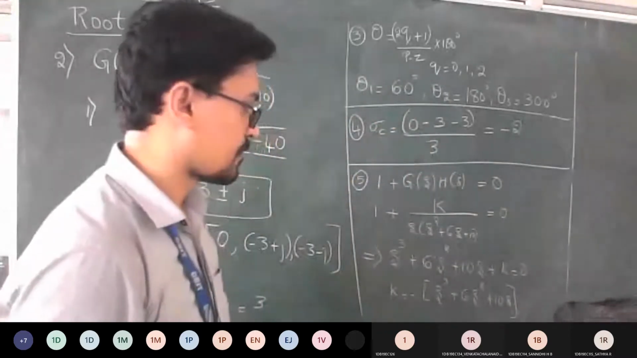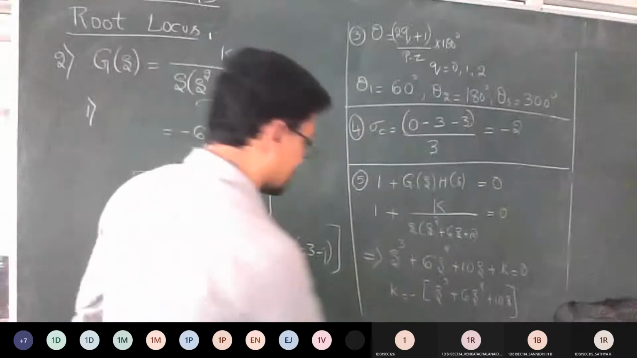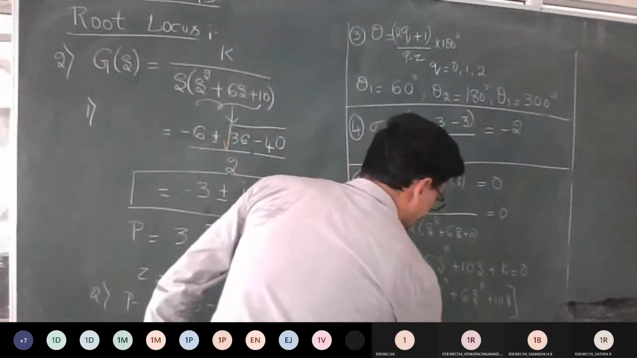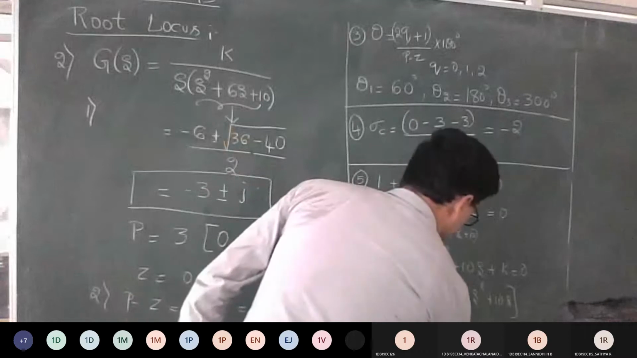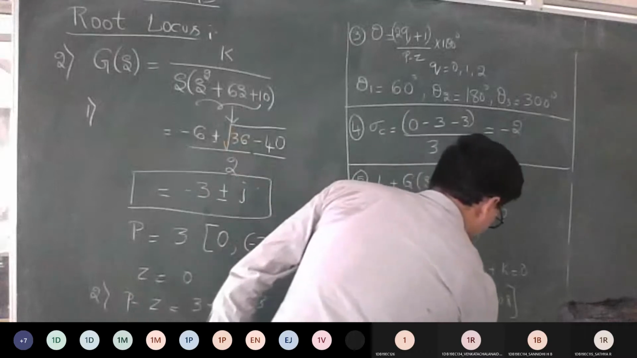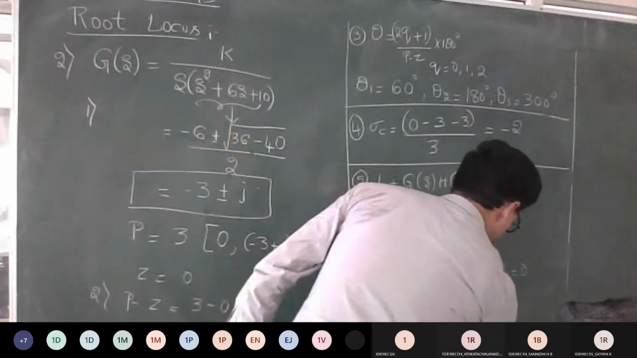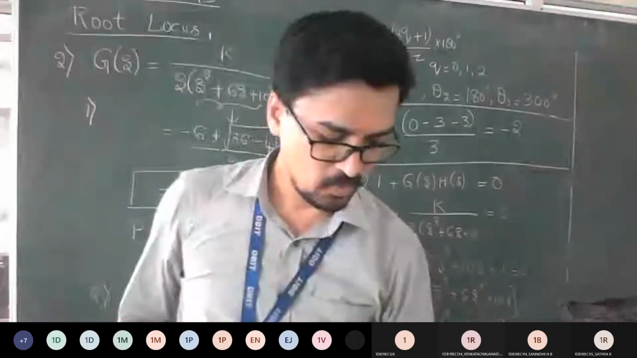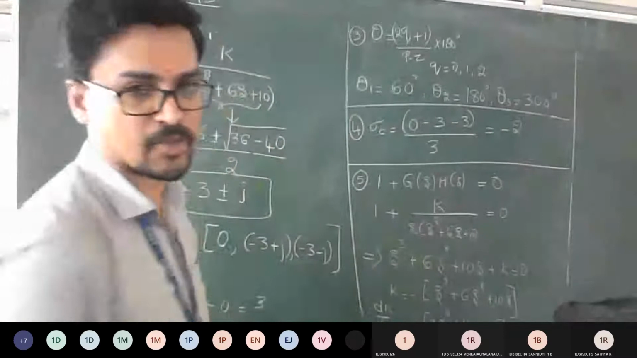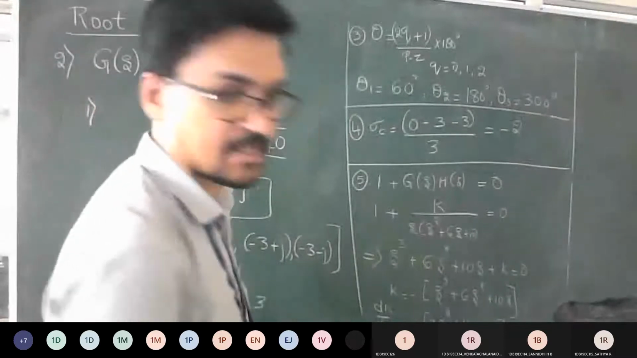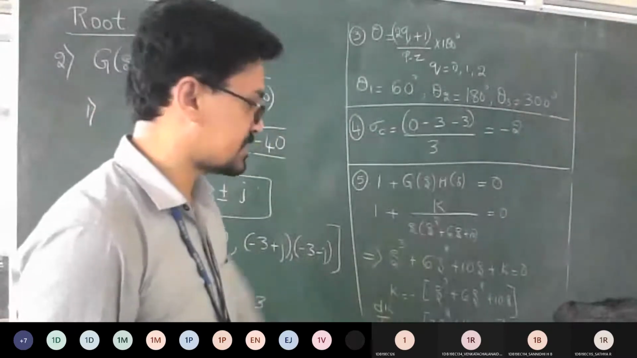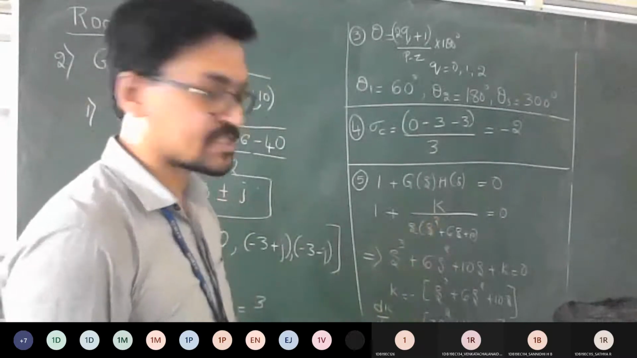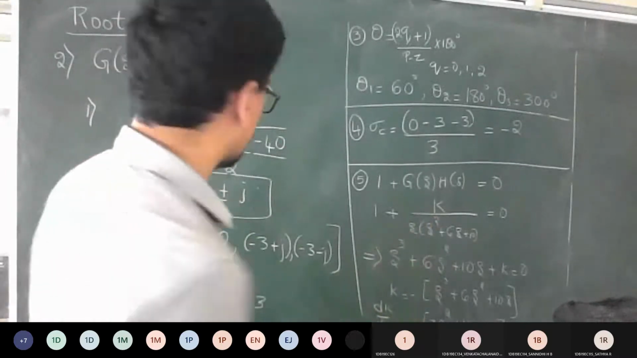Then what should you do? You should differentiate. Apply dk by ds. Minus I kept as it is, so it is going to be 3s square plus 12s plus 10. Equate this to 0 and check what answers of s you are going to get. Substitute in the calculator, or directly, since it is a square, you can easily do it. Whenever a cube comes you will get confusion. Since a square is there, you can apply directly and get the answer.